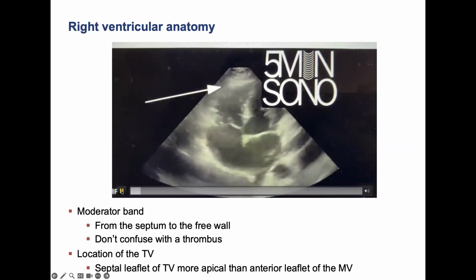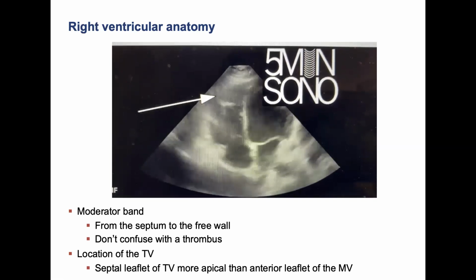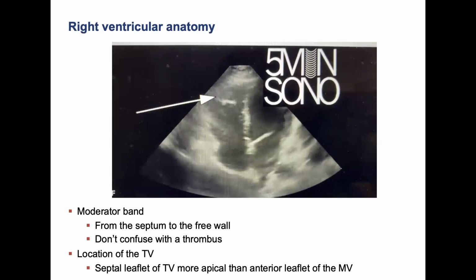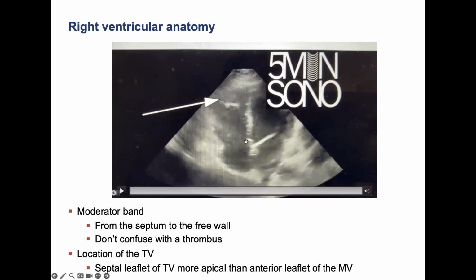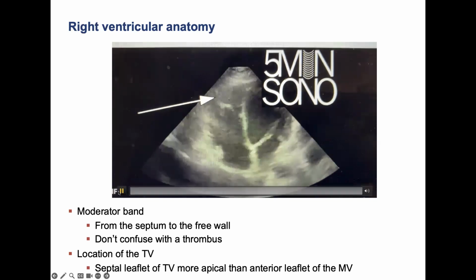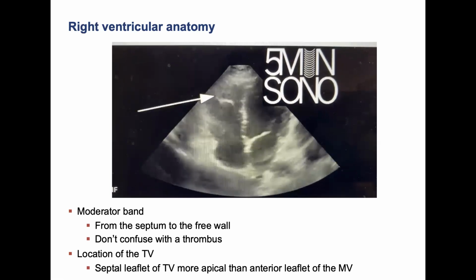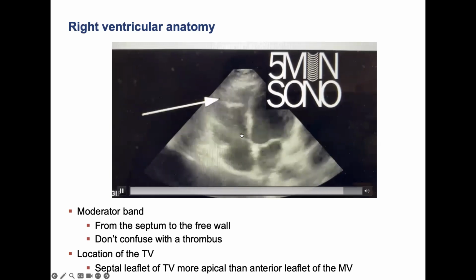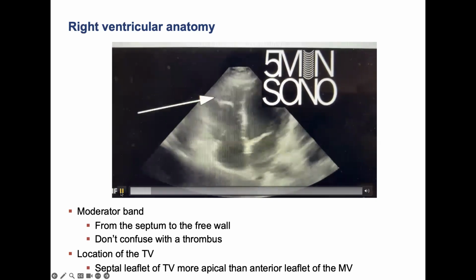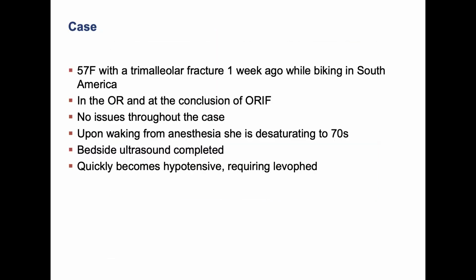The other thing that can help us distinguish the right ventricle from the left ventricle is the location of the tricuspid valve. The septal leaflet of the tricuspid valve is closer to the apex than the septal insertion of the mitral valve. So here's the anterior leaflet of the mitral valve, and here's the septal leaflet of the tricuspid valve, and note that that one's closer to the apex. So if somebody brings you an ultrasound that you didn't do and you're wondering if it's swapped, this is one way you can tell. All right, so let's start with our first case.